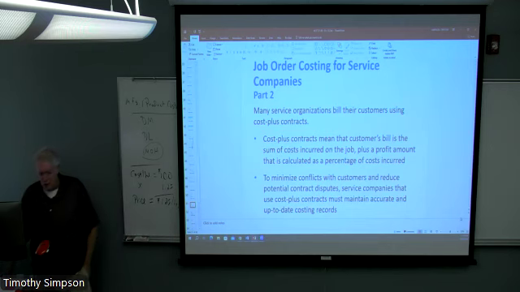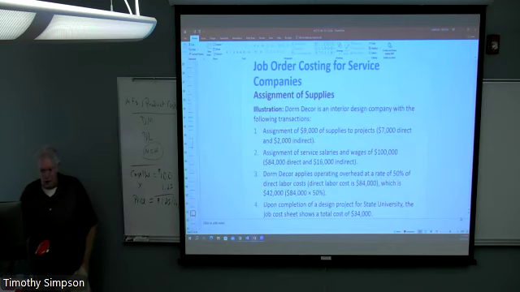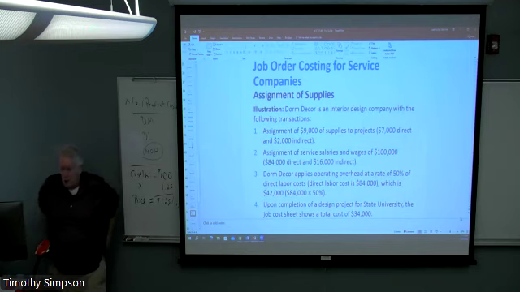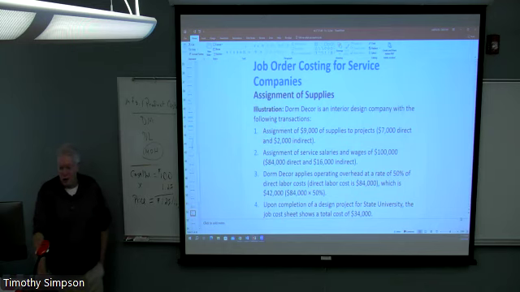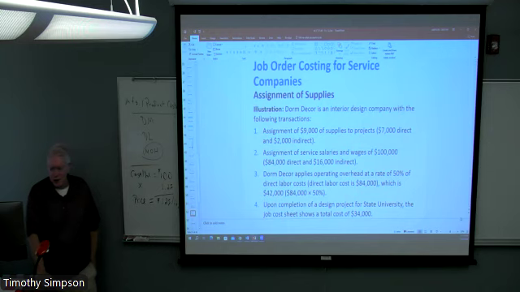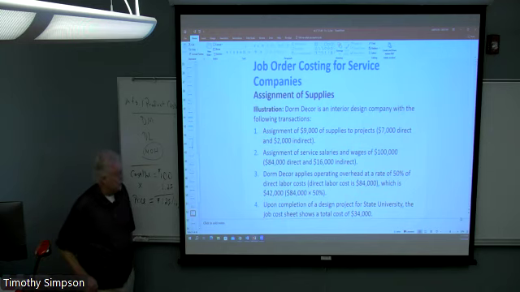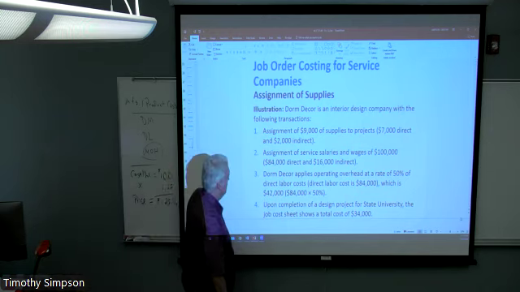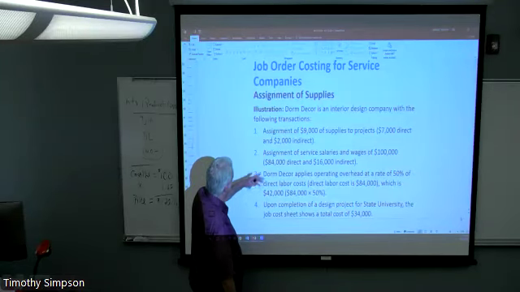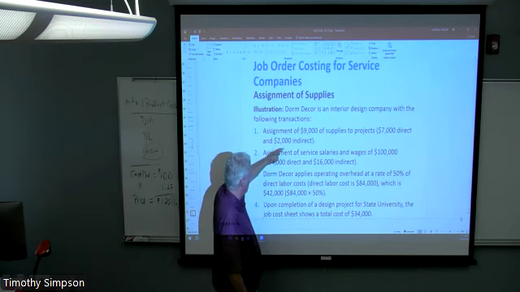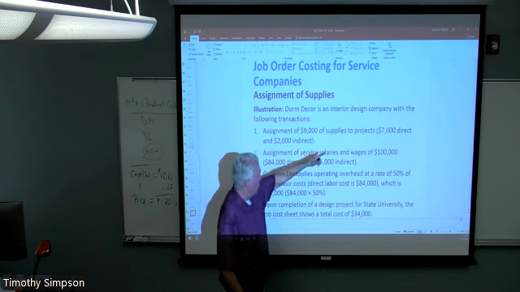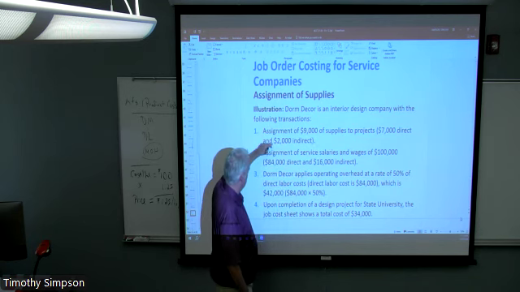I do believe that in some government contracts, cost plus pricing is common. As an example here of a service organization, this is just one of the examples out of the text. You've got Dorm Decor, an interior design company, working for State University as the customer. They've got the following recordable events: 9,000 of supplies, 7,000 of which are direct materials, 2,000 indirect. So we know the 7,000 is going to go to work in process, and 2,000 is going to go to manufacturing overhead.